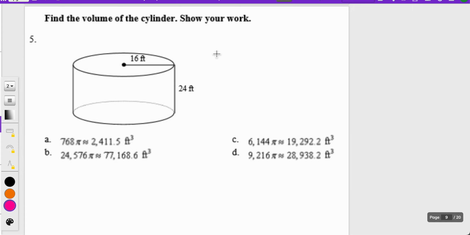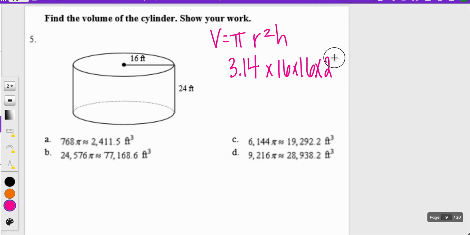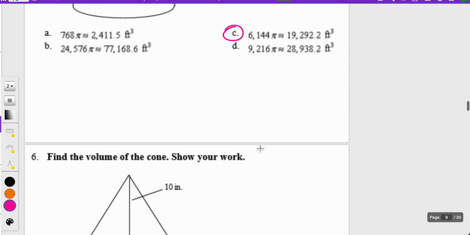Number 5 is a cylinder. So cylinder's volume can just be found by pi r squared times height. So in this case, it's 3.14 times 16 times 16 times 24. So 3.14 times 16 times 16 times 24 is 19,292.16, or rounded, 19,292.2. So we would choose option C here.